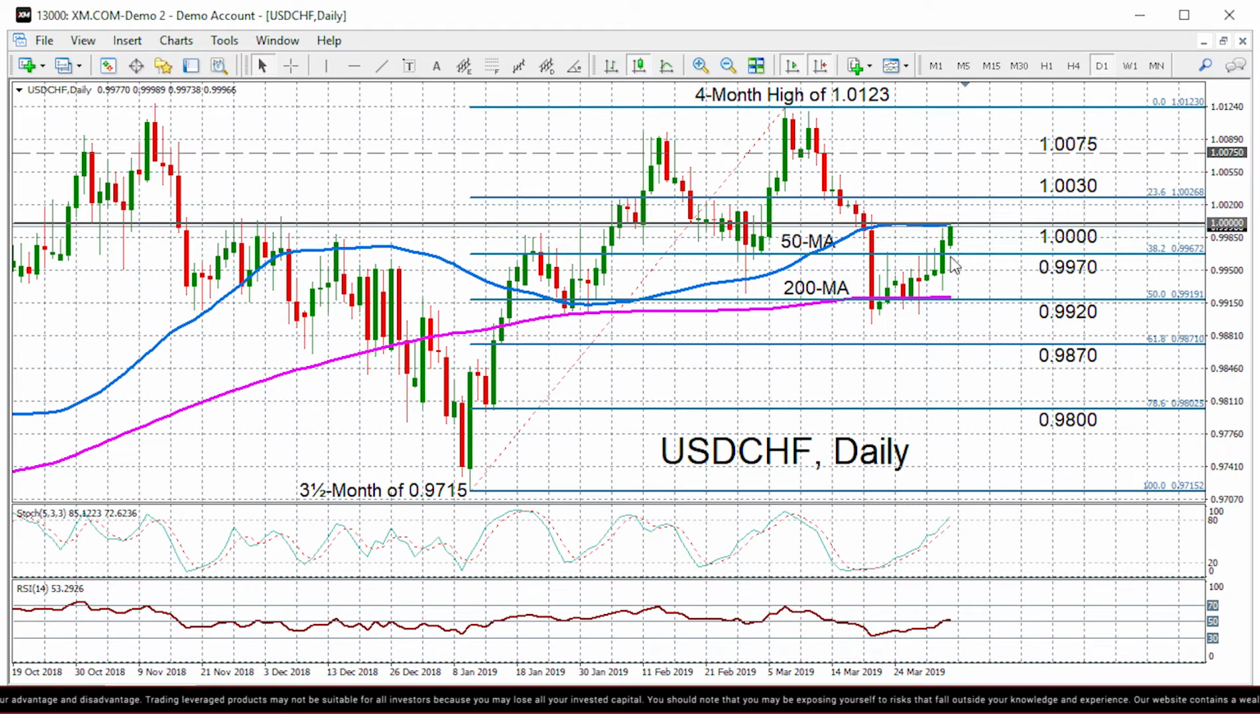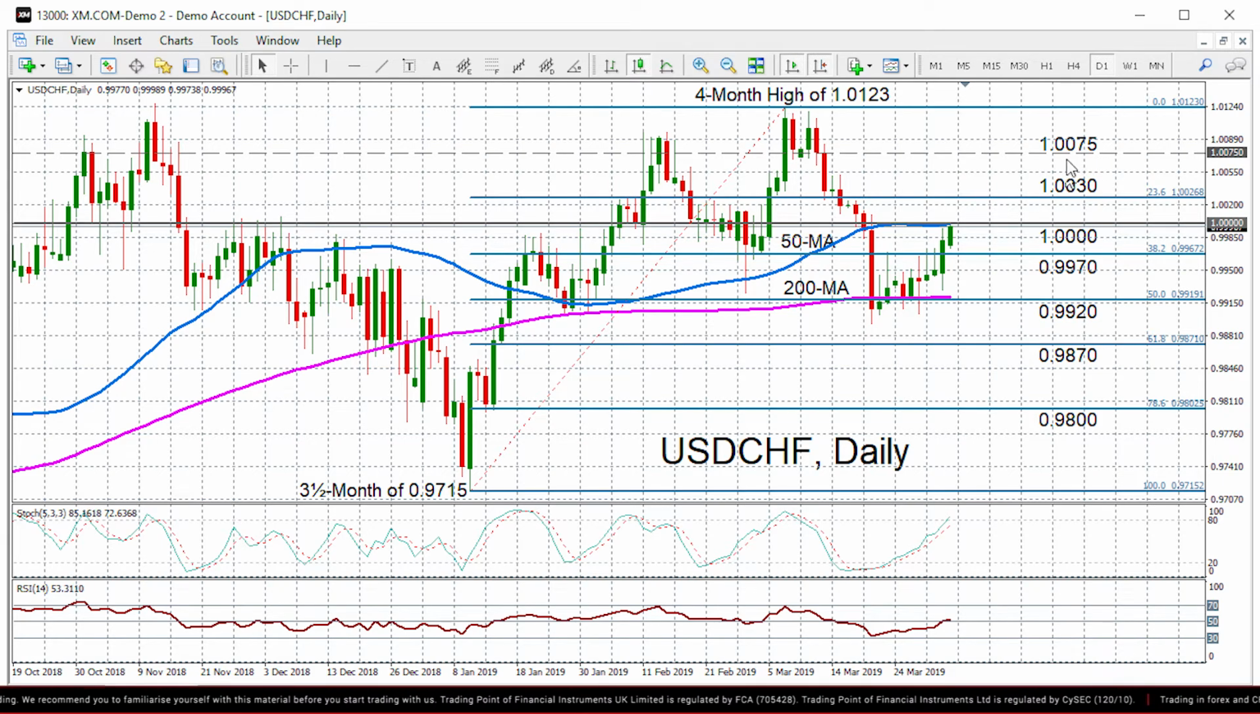So we really need to see the pair breaking above the parity level in order to shift to a more convincing bullish picture in the short term. If that happens, there's likely to be more resistance at the 1.003 level. That's the 23.6% Fibonacci retracement of the up leg from 0.9715 to 1.0123. And then above that, we've got the 1.0075 level.